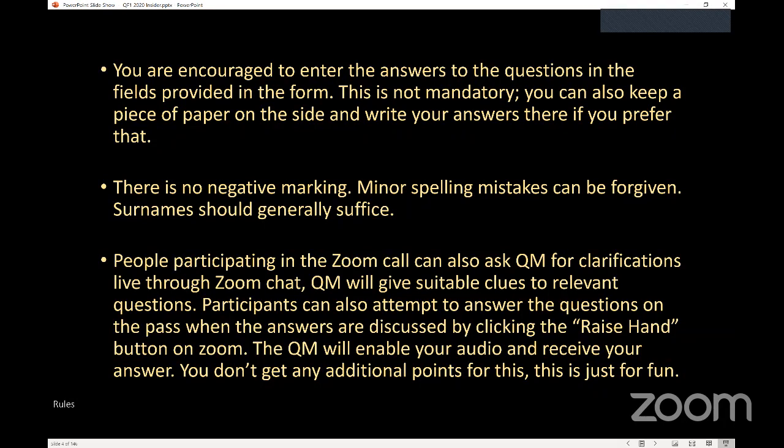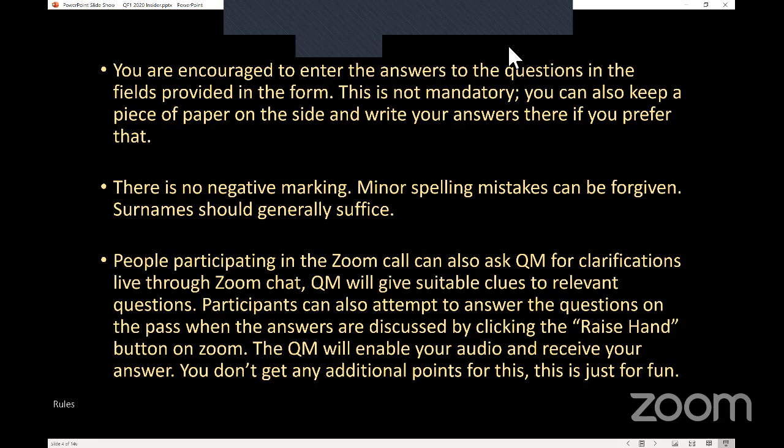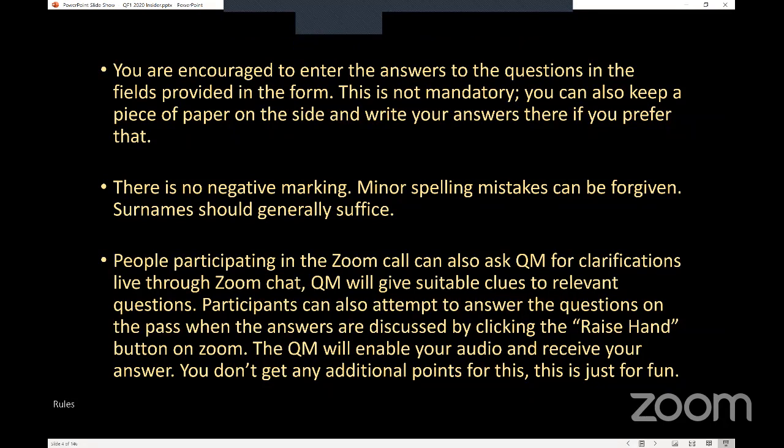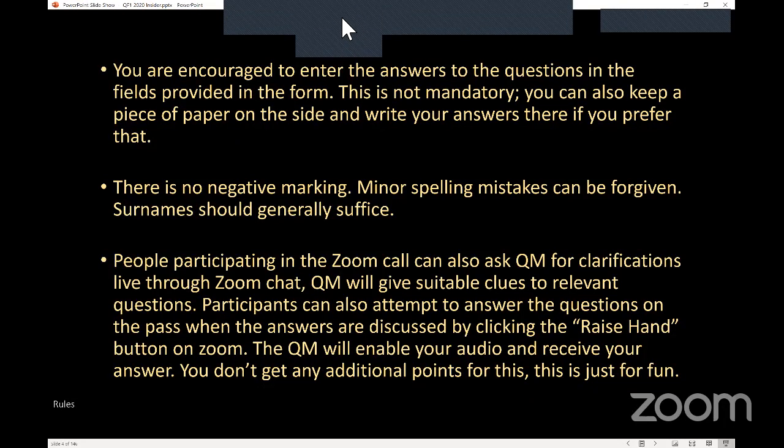Participants can also attempt to answer the questions on the pass when the answers are discussed by clicking the raise hand button. Some 4 of you already raised hands now. The QM will enable your audio and then you can speak up, and then everyone will hear it. You do not get additional points for shouting out the answer. This is simply for fun, just like the rest of the quiz. And so, speaking of raised hands, let's see what the people who have raised hands want to say.